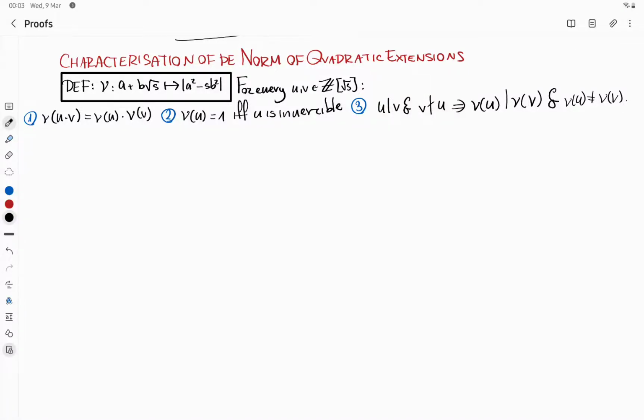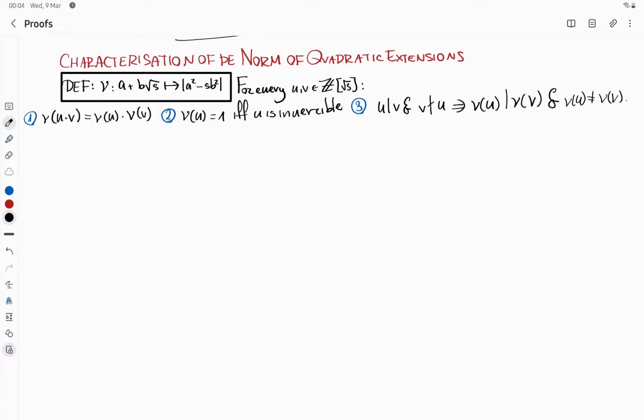We're going to be talking about the characterization of the norm of quadratic extensions. So I have taken the liberty of writing the definition up here. We define the norm nu of some element of a quadratic extension on integers, a plus b times the square root of s, and we map it onto the absolute value of a squared minus s times b squared. Now, we claim that this norm, thus defined, has three properties.